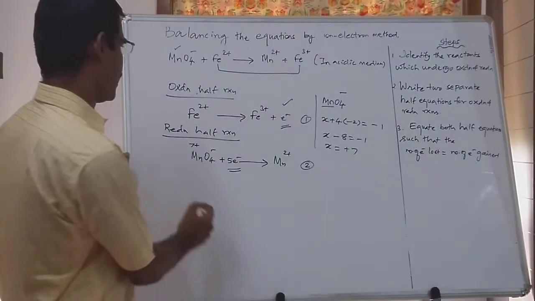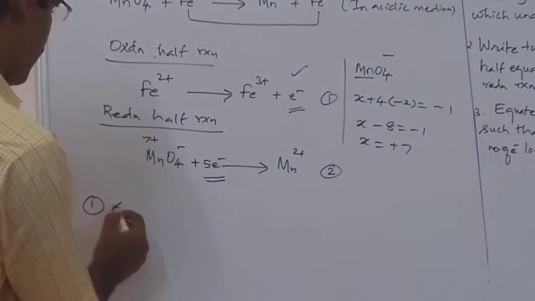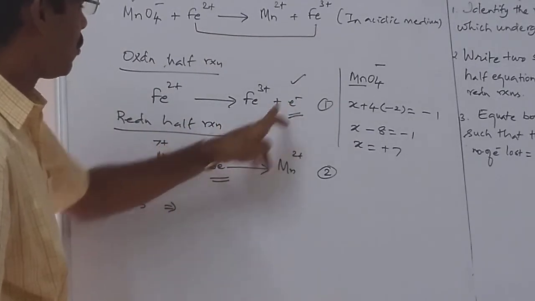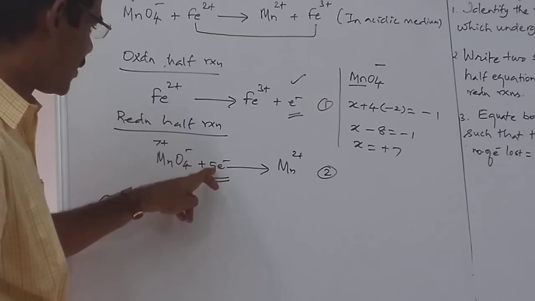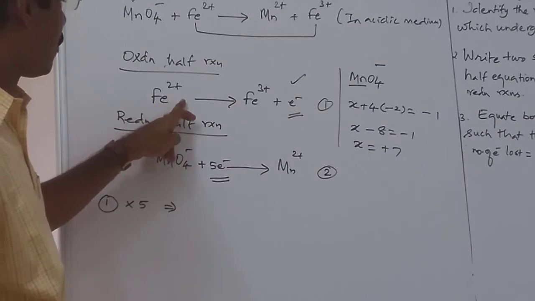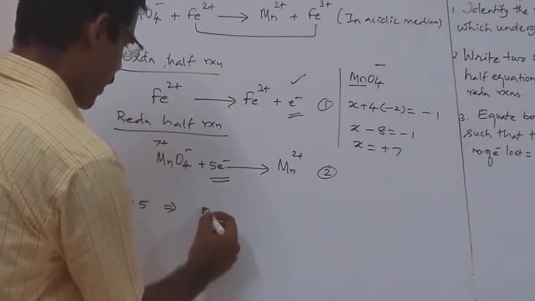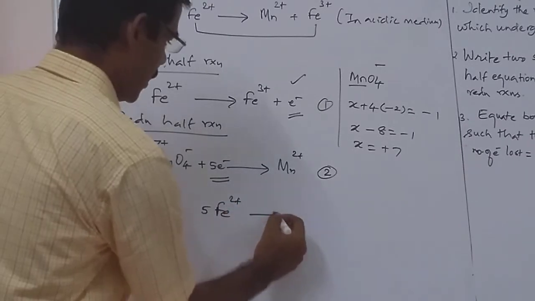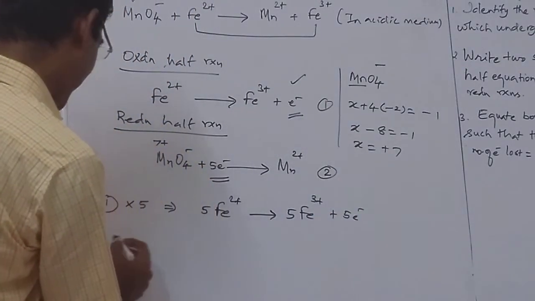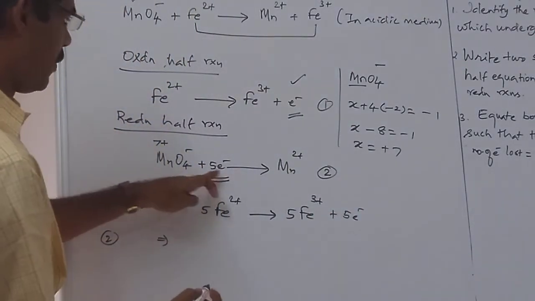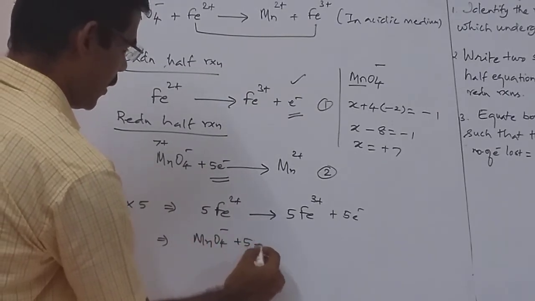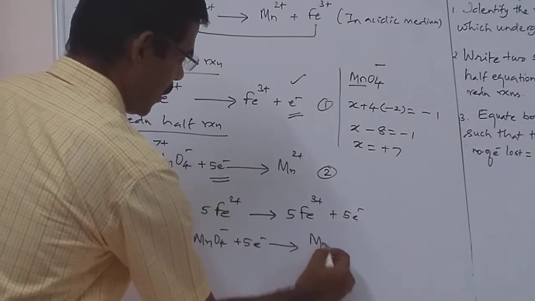For that, the first equation should be multiplied by 5, so that the number of electrons lost will be equal to the number of electrons gained. The number of electrons gained is 5, and the number of electrons lost is 1 here. To make that equal, I am multiplying this equation by 5. So here we get 5 Fe2+ giving 5 Fe3+ plus 5 electrons. The second equation you can write as it is, because here we already have 5. So MnO4 minus plus 5 electrons will give Mn2+.